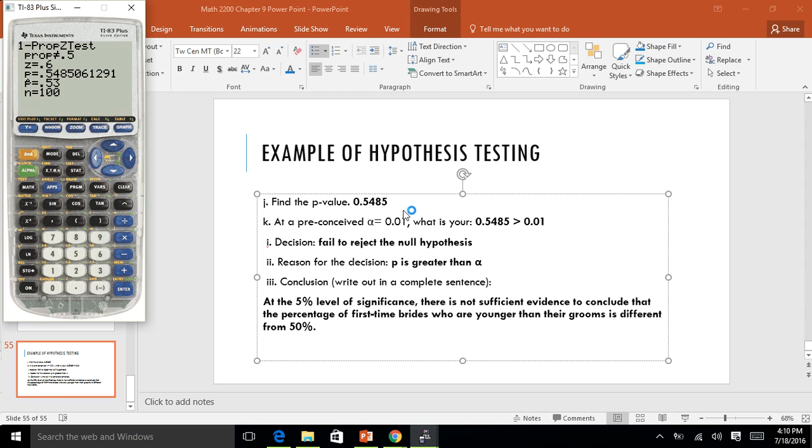So at the 1% level of significance, there is not sufficient evidence to conclude that the percentage of first-time brides who are younger than their groom is different from 50%. Because what we're really seeing is if we fail to reject the null, it equals 50%. So that's the way that you conclude that. And we've done these in a couple of other ones. So basically the formula is if you're failing to reject that null, there's not enough evidence to support your alternative. And that's how you kind of should think about it. I hope this helped.